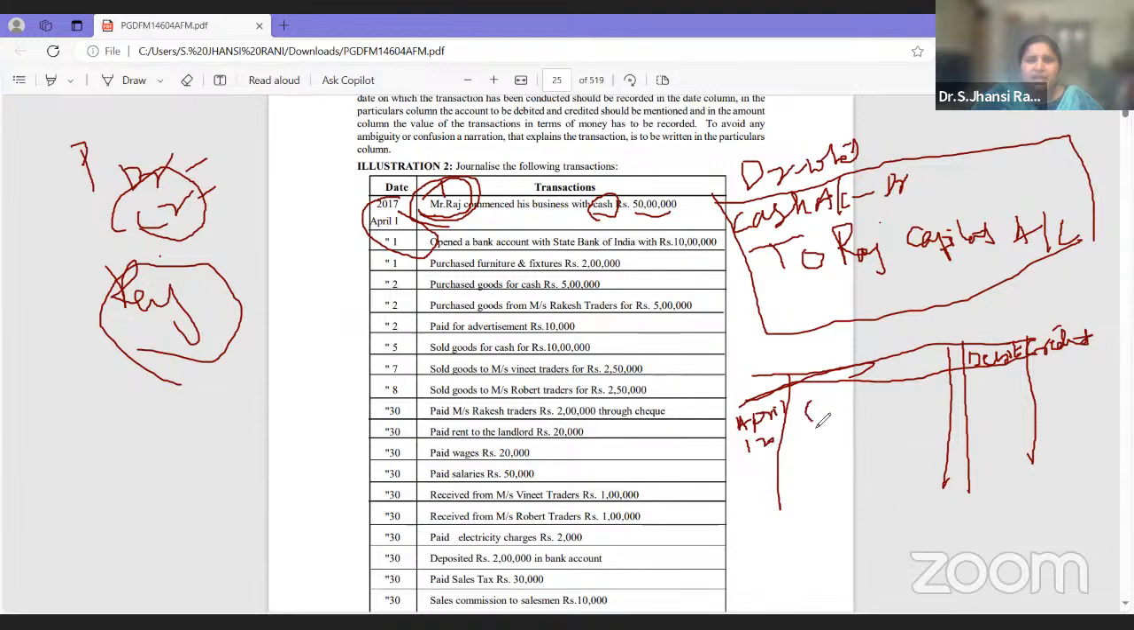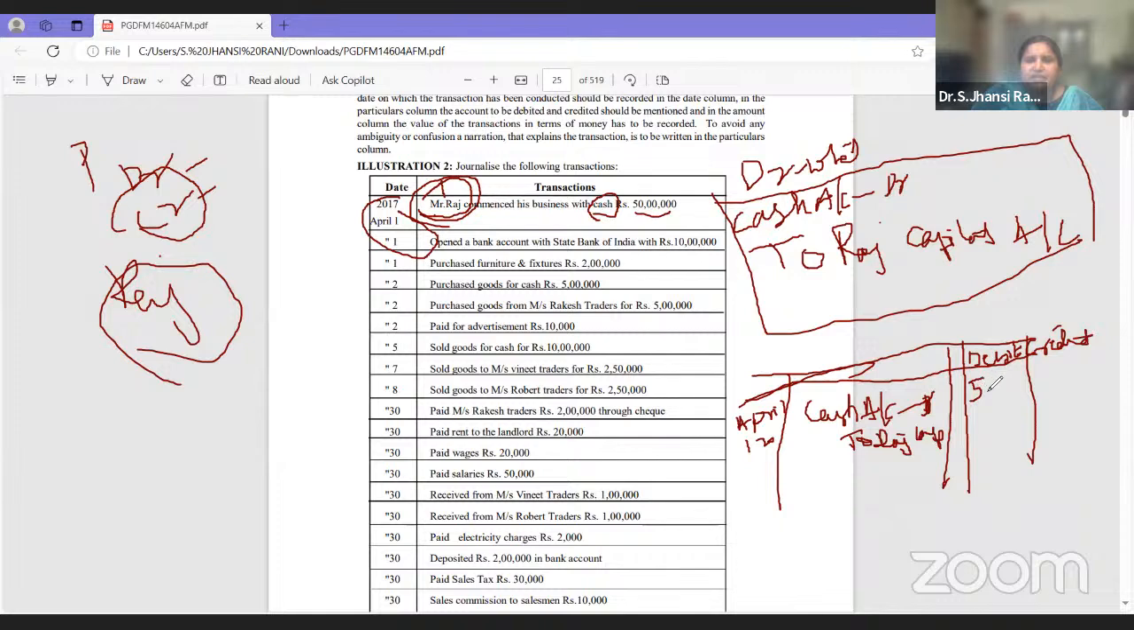We write cash account debit because as per real account, cash is coming into the business. Debit what comes in. Who is giving? Raj. Raj is a personal account. Credit the giver. So we write to Raj capital account, and the amount is 5 lakhs.